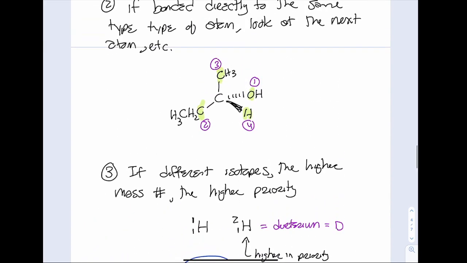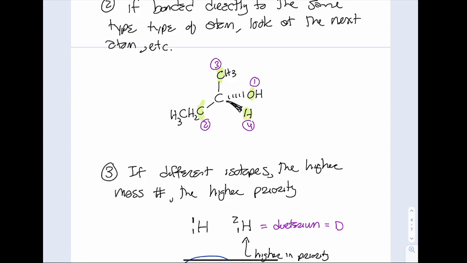So if your lowest priority group is coming out at us, which this is, that's the complete opposite of going back. So what I'm going to do is I'm just going to go from 1 to 2 to 3. I'm going to see if it's R or S, and then I'm going to change my answer. I'm just going to reverse it, right? Because this is actually the complete opposite of what it needs to be. So I'm going to take the complete opposite of my answer. And again, this only works when your lowest priority group is coming out at you. If it's in the plane, you can't do it. And I'll write that in a minute after we do the actual configuration.